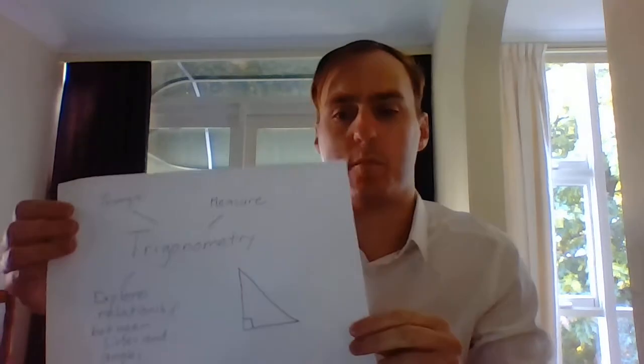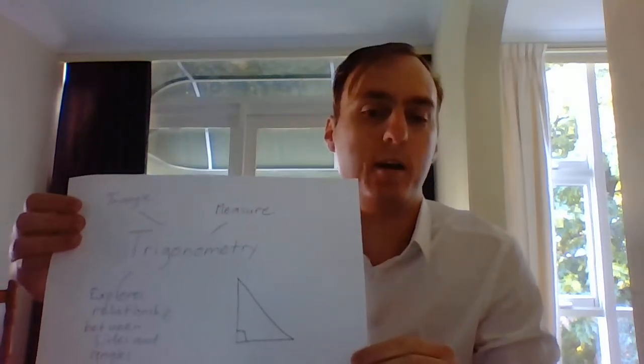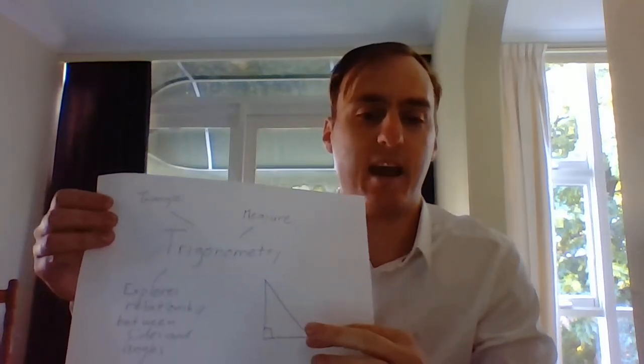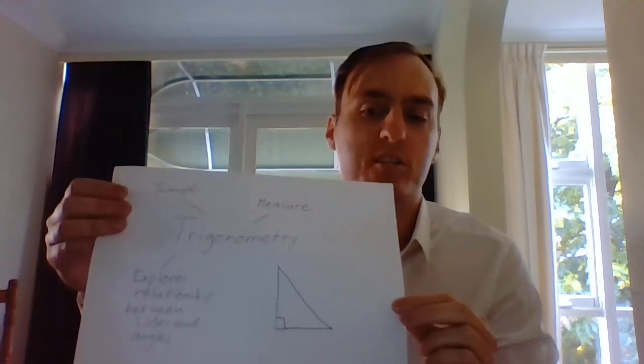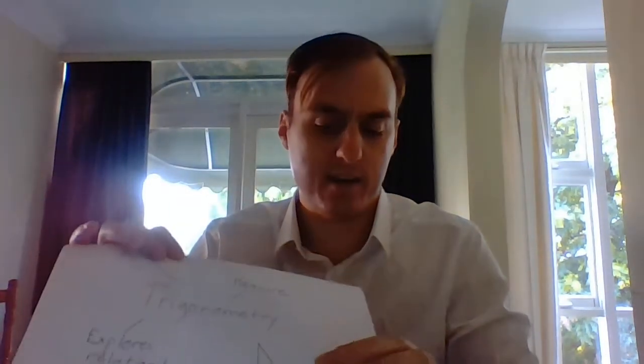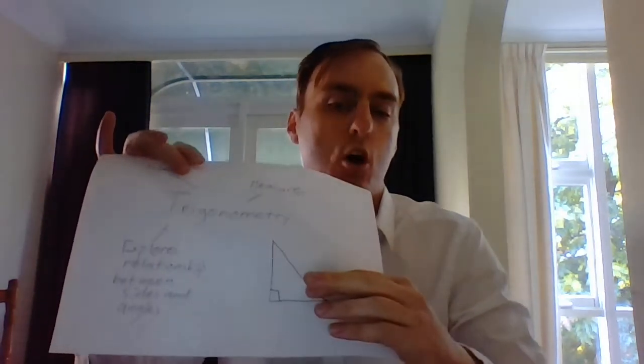We use trigonometry to explore the relationship between the sides and angles of a triangle. We can use it to determine unknown side lengths and angles. It can be applied in fields such as land surveying and architecture. Today we'll be exploring the relationship between the sides and angles of a right-angled triangle using what we call trigonometric ratios.